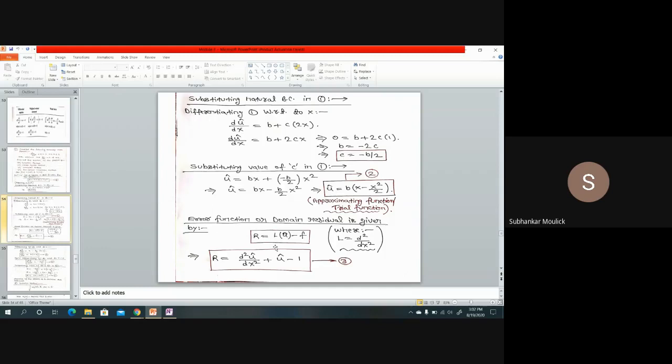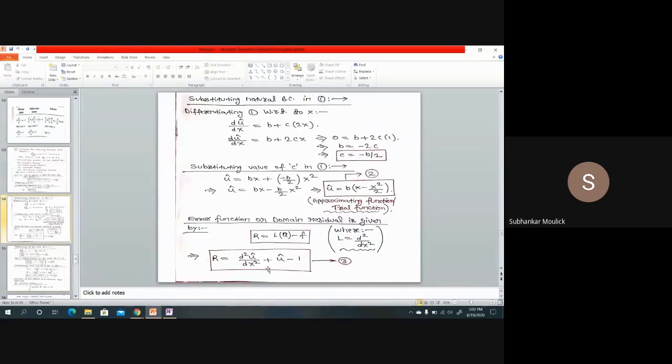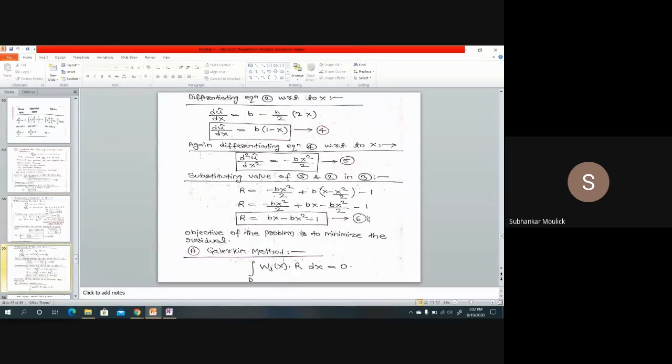in equation number 3. So d2 u cap over dx square is nothing but minus b plus u cap. Plus u cap is b into x minus x square by 2, minus 1. If you solve it, you will get the resulting domain residual as b into x minus bx square by 2 minus 1. Equation number 6. क्या क्लियर है इक्वेशन नंबर 6?